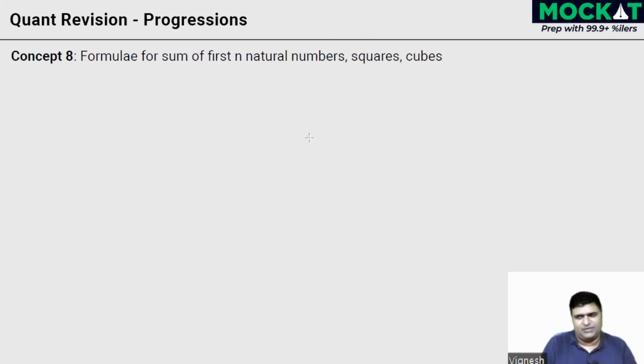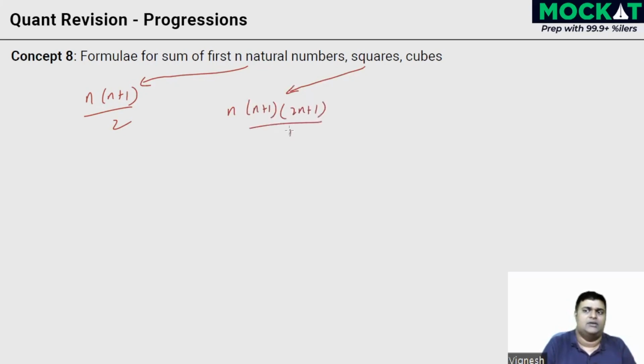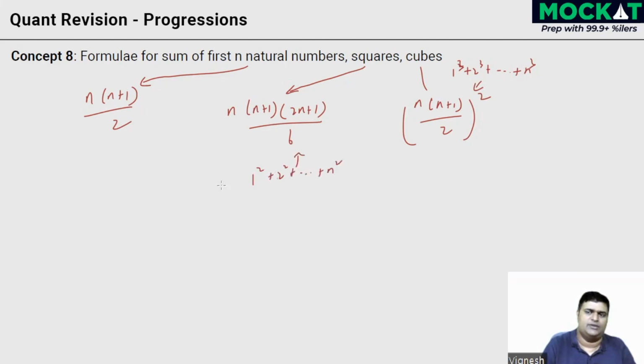So the next bit of formula you need to remember are those pertaining to the sum of the first n natural numbers. That's n into n plus 1 by 2. Sum of the squares of the first n natural numbers is n into n plus 1 into 2n plus 1 by 6. And that of the cubes is going to be n into n plus 1 by 2, the whole square. 1 cube plus 2 cube, so on till n cube is going to be this. 1 square plus 2 square and so on till n square is going to be this. 1 plus 2 plus and so on till n is going to be this.